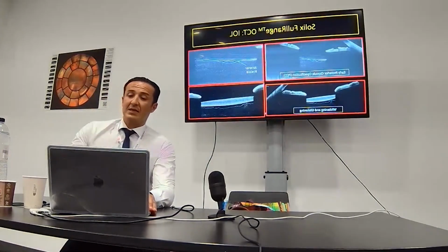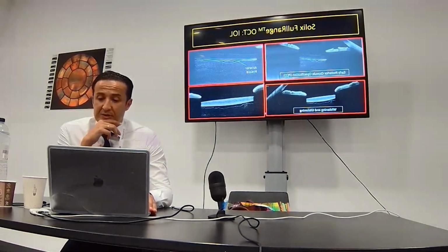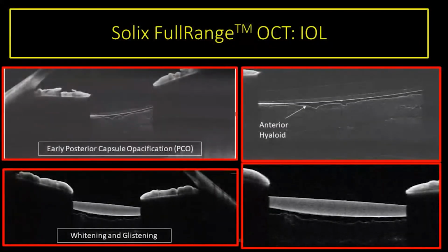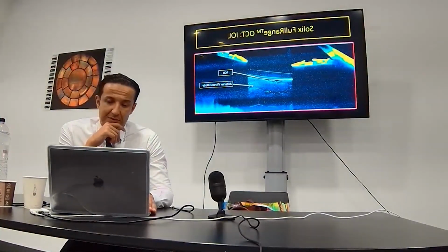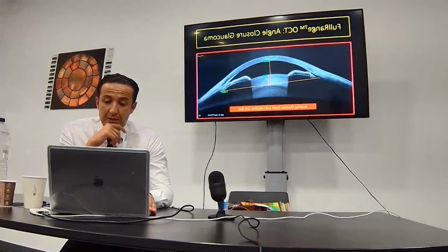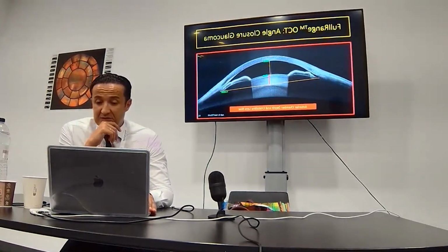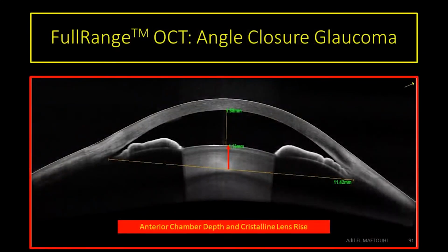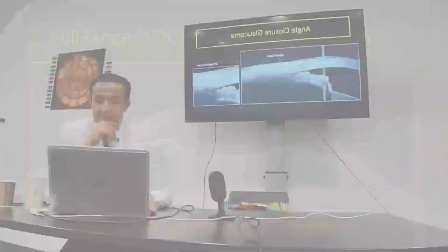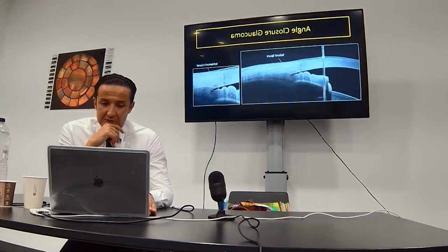You can analyze the IOL, the presence of PCO, or sometimes whitening and glistening. You can also identify the anterior hyaloid and the visualization of the anterior vitreous body. You can quantify the involvement of the crystalline lens rise in case of angle closure glaucoma. You can identify the scleral spurs, also the Schlemm's canal.